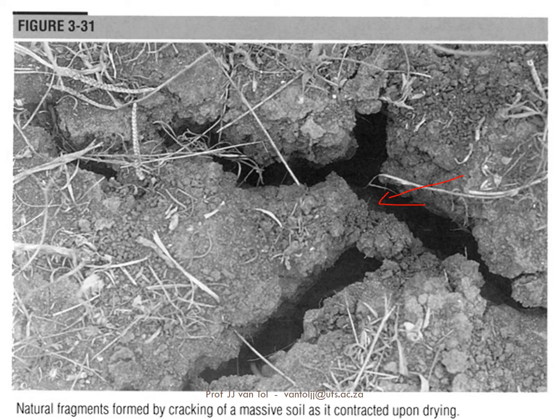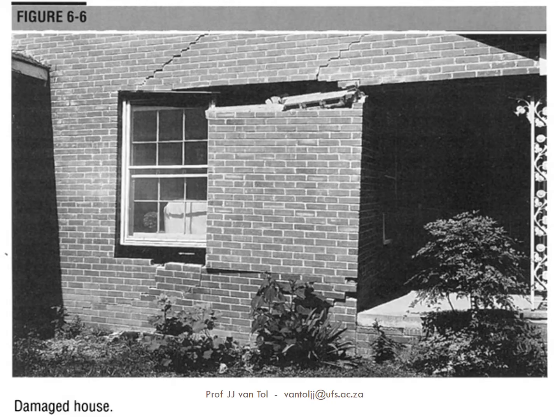When you walk on the surface and you see these large cracks on the surface, you've got a good chance of being on a vertic horizon. And then of course, because it's moving, because it's shrinking and swelling, building on these type of soils is always a problem. When it's dry, they shrink, and when it's wet, they swell up, and you've got a moving foundation.